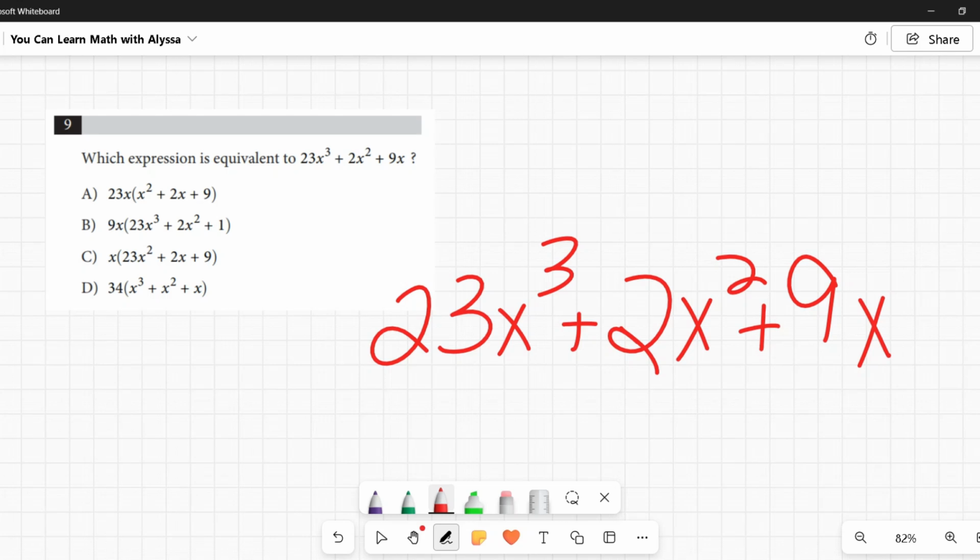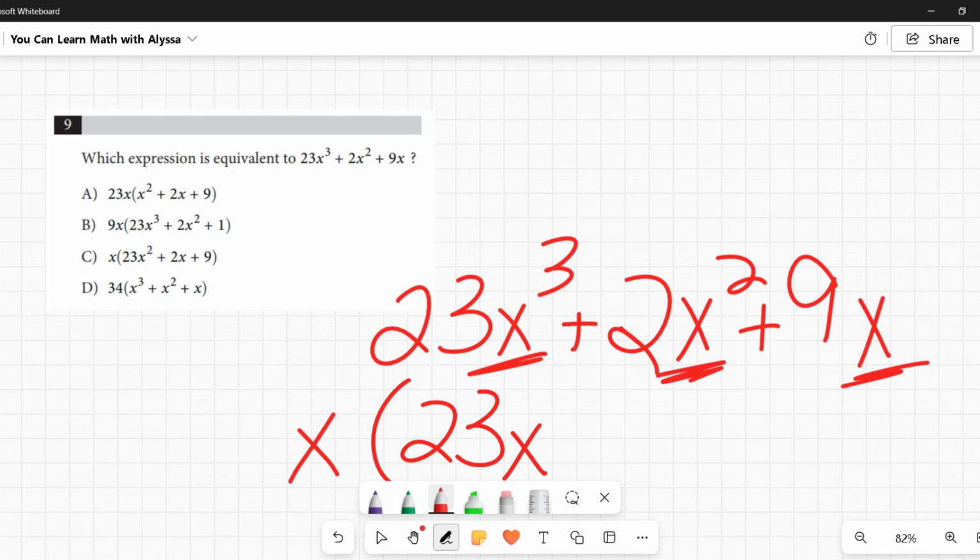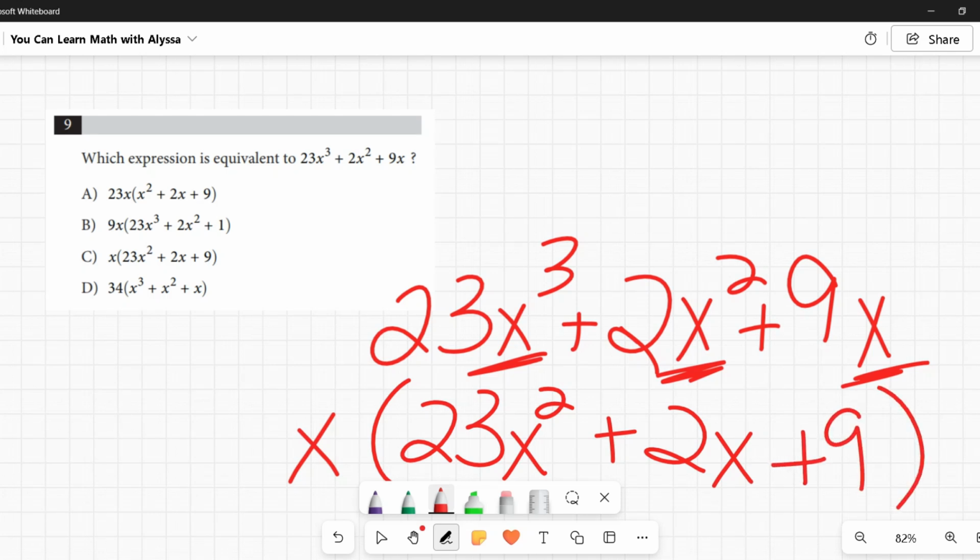So that one's done. Can we pull out a variable? We've got an x cubed, x squared, and an x. Yes. So they all share at least one x. So I can pull out an x. That leaves two x's, 23x squared, with the 23. Leaves a single x with the 2, and it takes away the single x that was with the 9. And that's it. That's all we have to do.